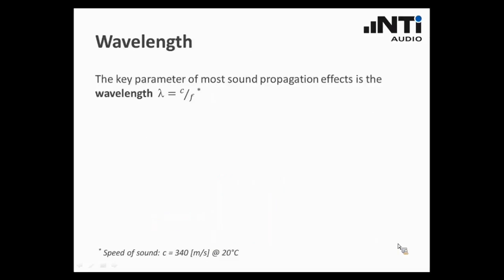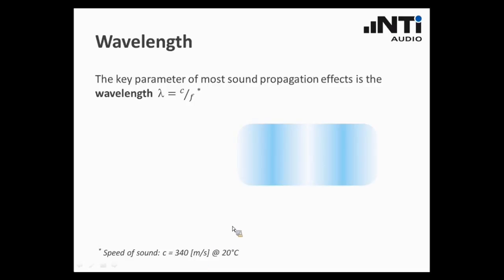On the last slide, I introduced the parameter wavelength, and actually the wavelength is a key parameter for most effects that are related to sound propagation. So it is very important to properly understand what it means and to get a concrete idea of in what range the wavelengths are in the audible frequency range. Wavelength is defined as the speed of sound divided by the frequency of that sound. Just remember, the speed of sound in air is about 340 meters per second at 20 degrees centigrade.